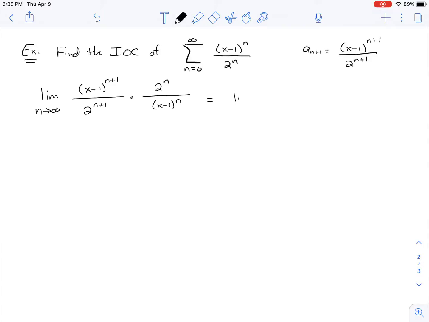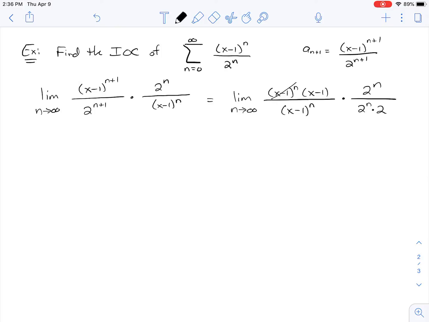and now I'm going to rearrange. Now this (x minus 1) to the n plus 1, I'm going to go ahead and break that into (x minus 1) to the n times (x minus 1). I'm going to put this underneath it, x minus 1. And same thing with the 2 to the n plus 1, I'm going to break that into 2 to the n times 2 to the first. I'll put 2 to the n above it.